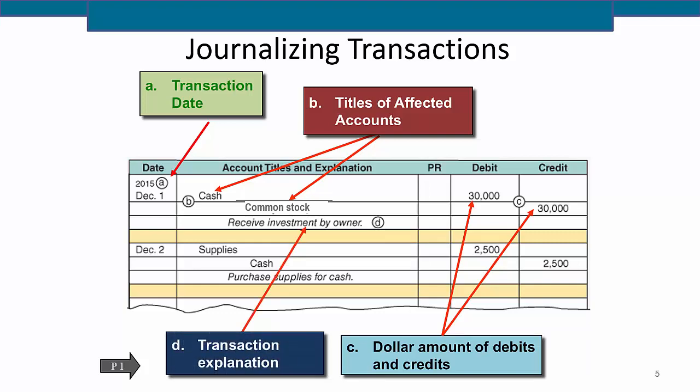Finally, we prepare a brief description of the transaction so other people, like me, who view our work will understand the nature of the transaction. This explanation is indented about as far as the credit account titles to avoid confusing it with accounts, and it can be italicized. Again, another important feature for those of us who need to review journal entries recorded by other people.